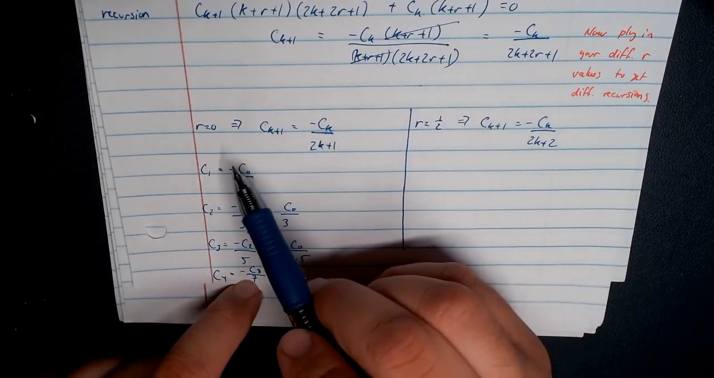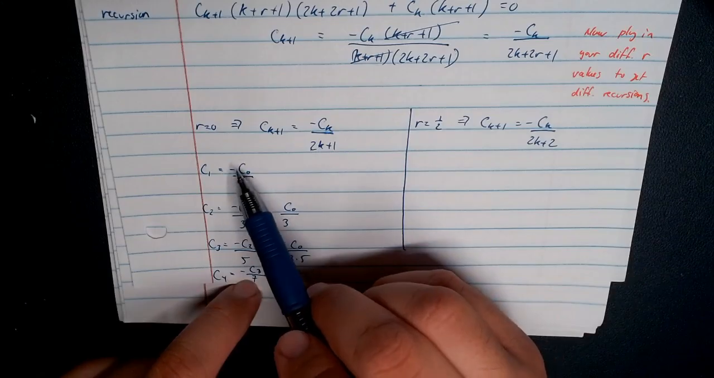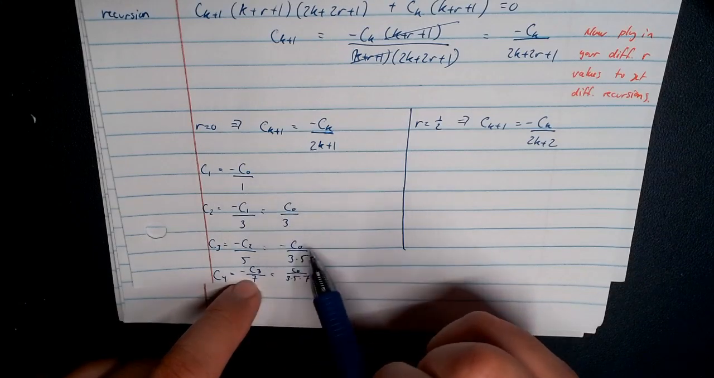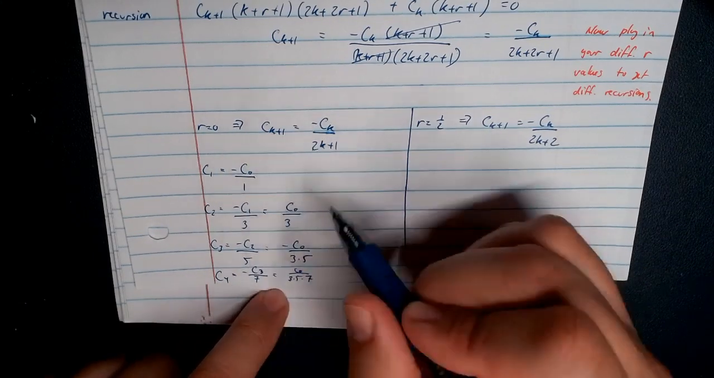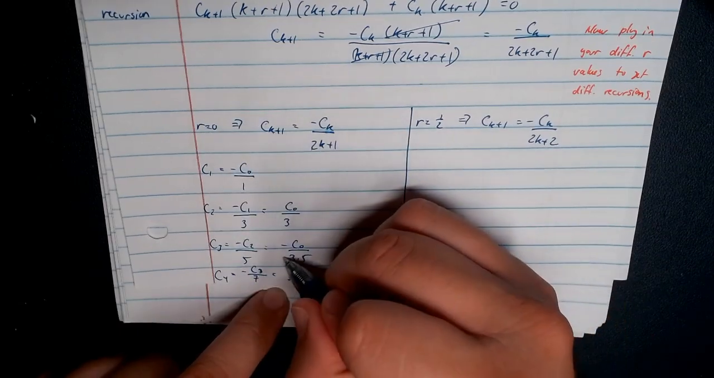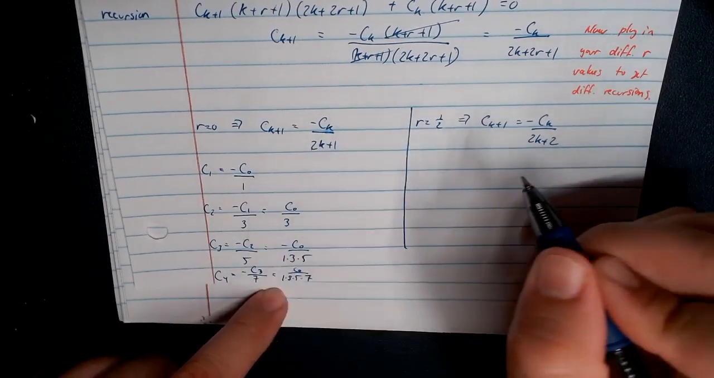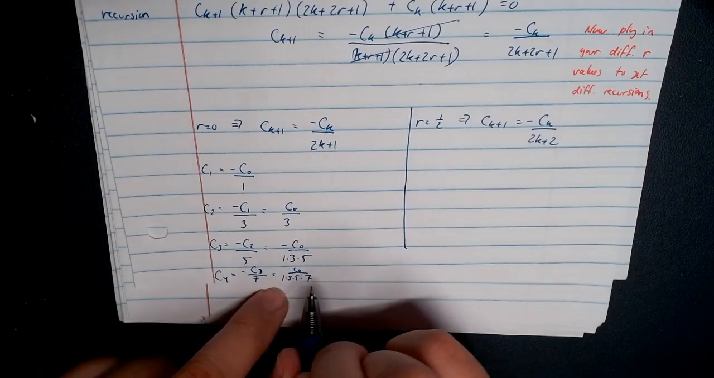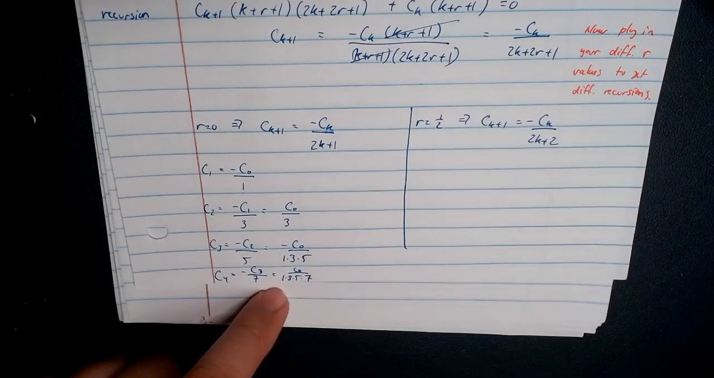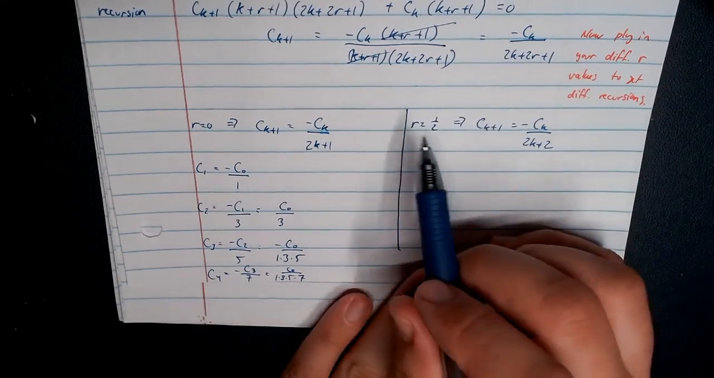It's alternating, right? If C0 is positive, C1 will be negative, then positive, then negative, then positive. And the denominator seems to be like a factorial, but using only odd numbers. Isn't that a weird looking pattern? It's a factorial, but with only odd values. Okay, what about this one?